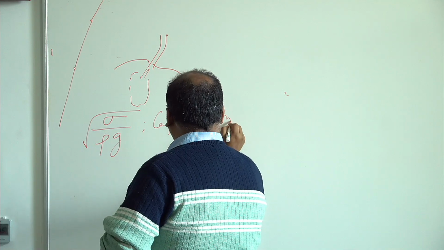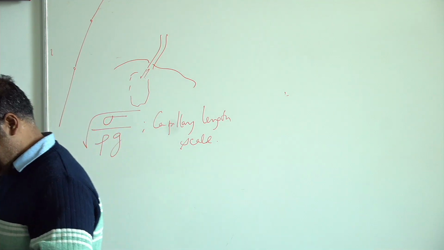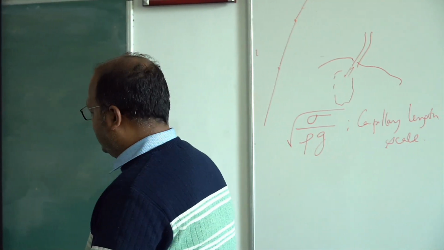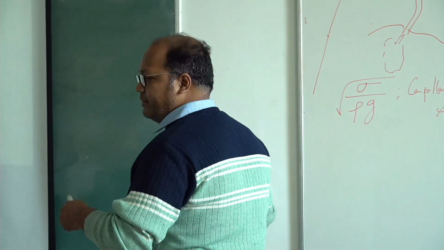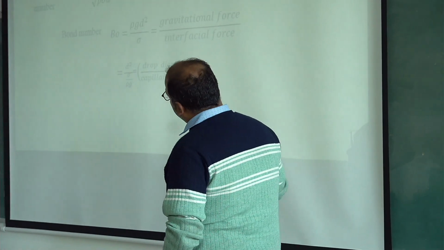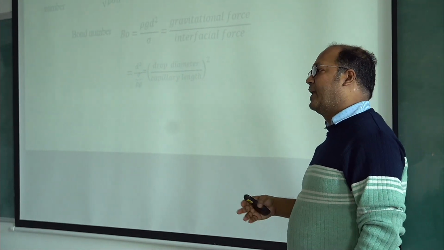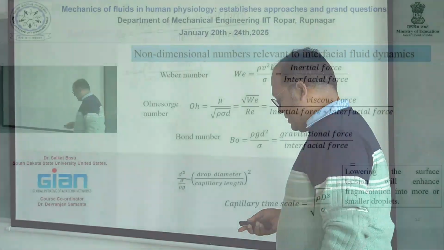So the capillary length scale, for water at a temperature around 20 or 30 degrees Celsius, we find that it is around 2.5 mm. These Bond numbers are also important when we take into account the path dynamics or the fragmentation of these sheet dynamics here.